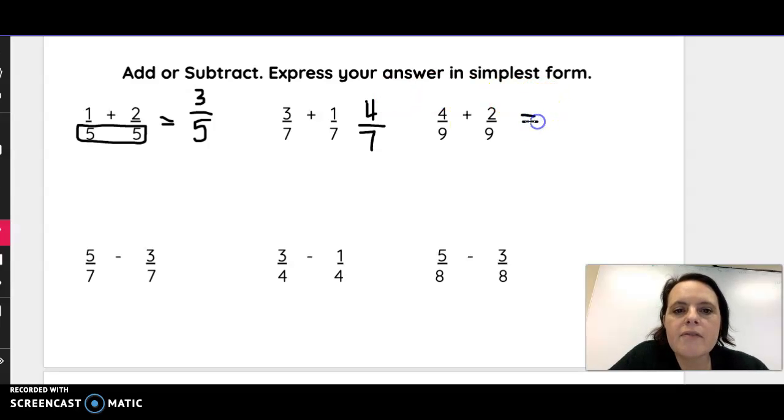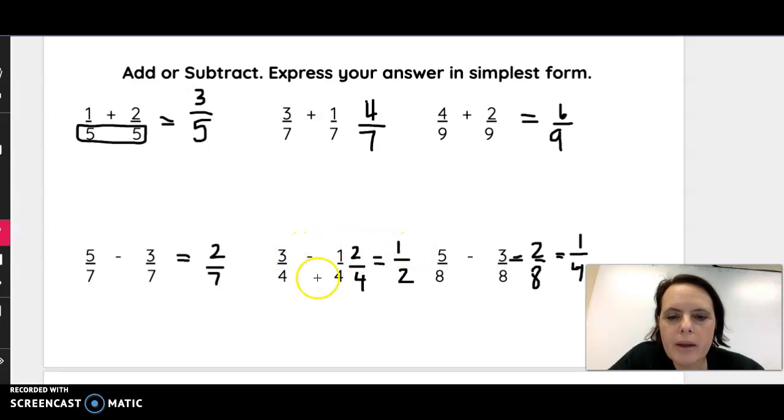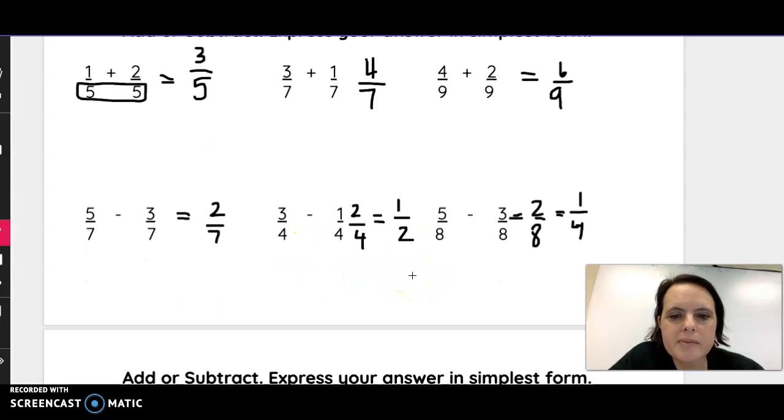Here we have 4 plus 2 is 6, over 9. So here, there is a common factor. I'd like you to find the simplest form of 6/9, and you are going to then solve the subtraction problems. It's the same idea. The denominator doesn't change, and we're simply subtracting. Here are the answers, and we could simplify some of the problems.